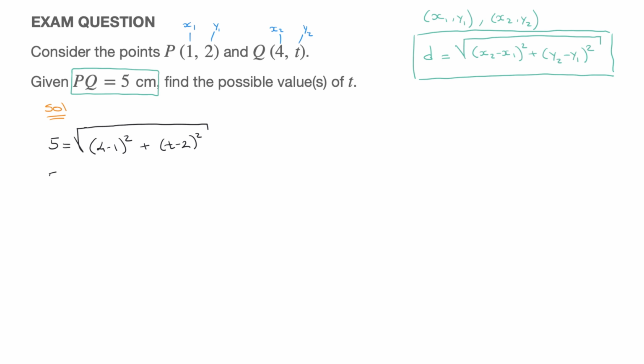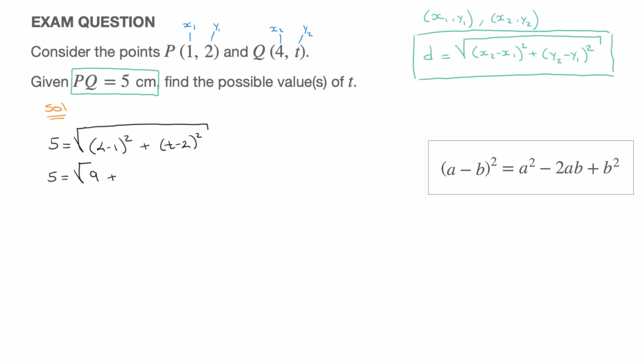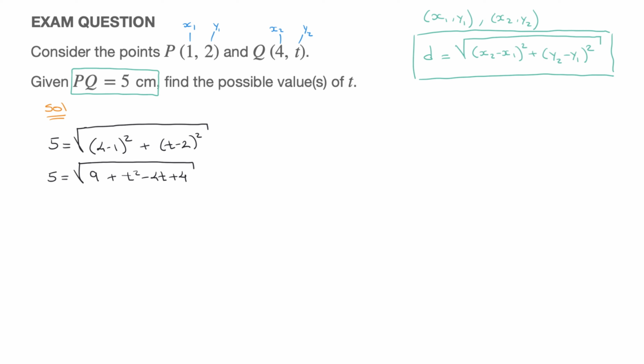So let me just carry on here. That's 5, which equals the square root of 9 plus t minus 2 in parentheses squared. And so using our perfect square formula, that quickly turns into t squared minus 4t plus 4. And again, I close that square root. And now gathering the 9 and the 4, this quickly becomes 5 equals the square root of t squared minus 4t plus 9 plus 4, which is 13. And I close that square root. There we go.